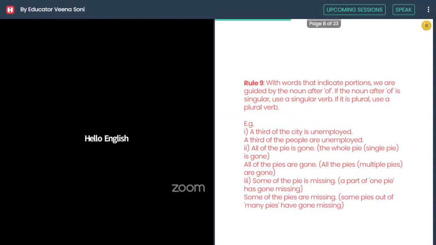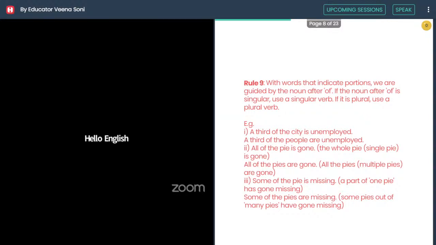Some of the pie is missing. Some is one section, one part. When you use the word some, it's talking about one part there. So automatically the pie will be singular. Some of the pies are missing. That means we are talking about many of them. Some of the pie, P-I-E, some of the pies, P-I-E-S.